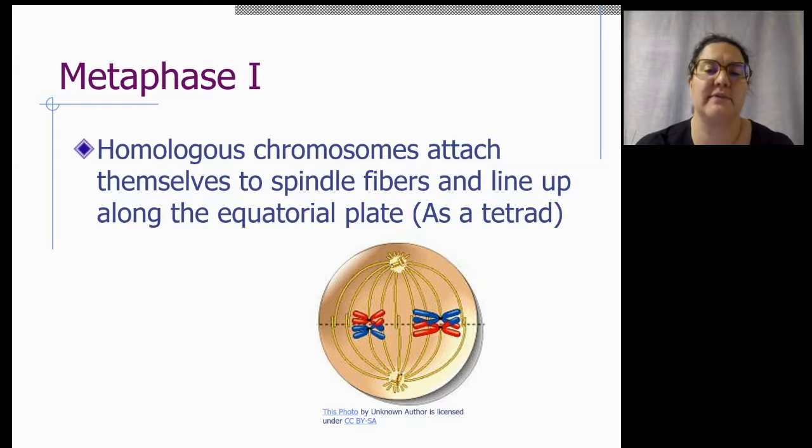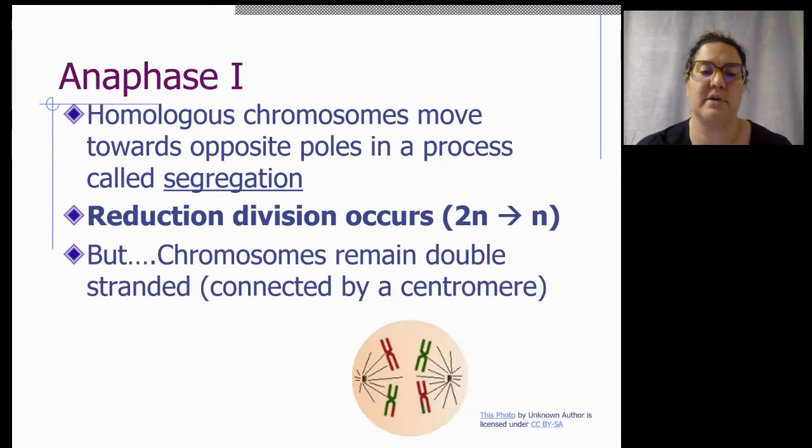So metaphase 1 looks different from metaphase in mitosis because we have tetrad pairs on the equatorial plate instead of just individual chromosomes. So that's the difference, and we still have those spindle fibers attached to the centromeres.